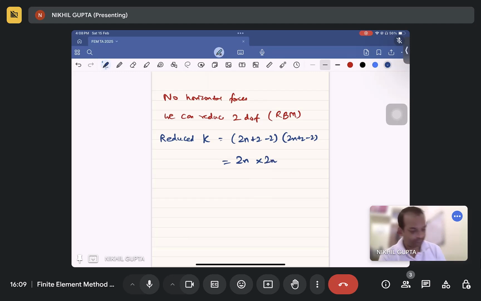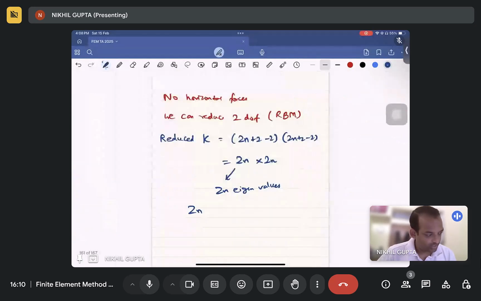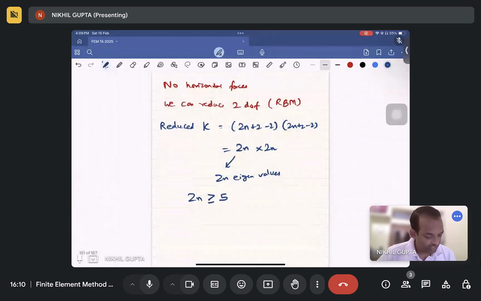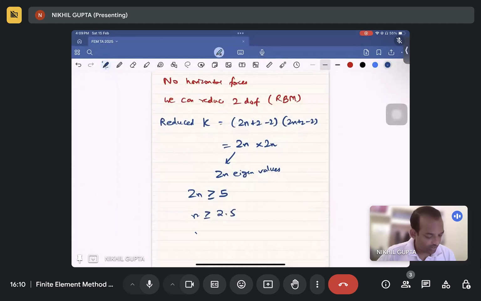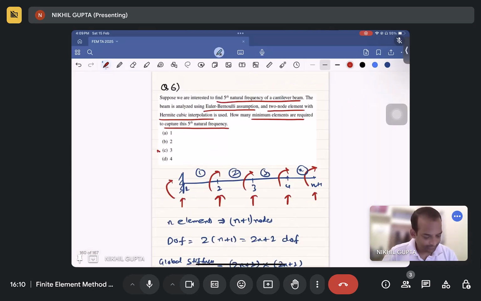Is it fine? Yeah. Now to solve this problem, you will get 2n eigenvalues from this. And for solving the frequency, we know if you want the fifth natural frequency, we should have 5 eigenvalues. So 2n should be greater than 5, which is n should be greater than 2.5. So n minimum required is 3. Did you get this concept? Yes. Okay, so the answer is 3.